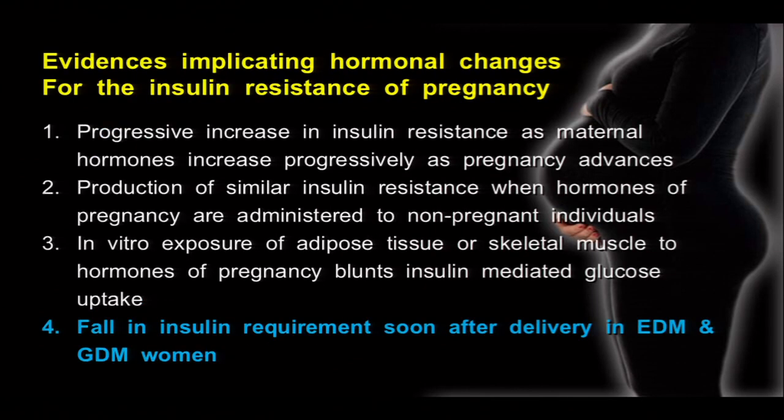Next is about the evidences implicating hormonal changes for the insulin resistance of pregnancy. First and foremost is the progressive increase in insulin resistance as maternal hormones increase progressively as pregnancy advances. Second is the production of similar insulin resistance when hormones of pregnancy are administered even to non-pregnant individuals. Thirdly, in vitro exposure of adipose tissue or skeletal muscle to hormones of pregnancy blunts insulin-mediated glucose uptake.